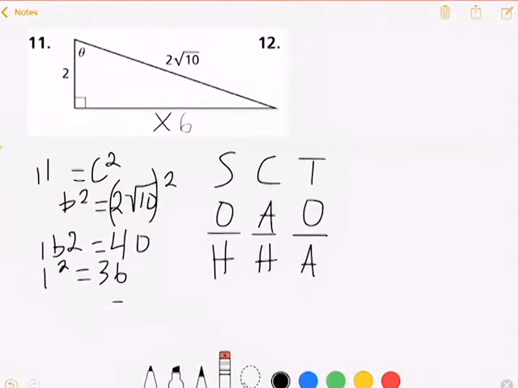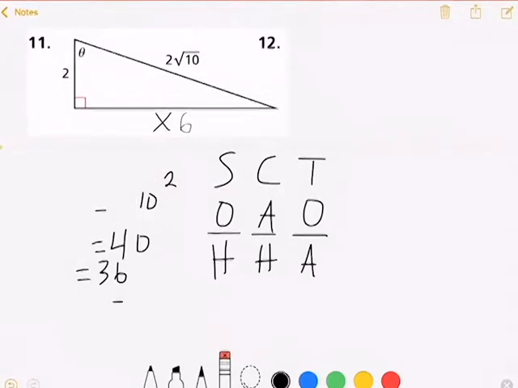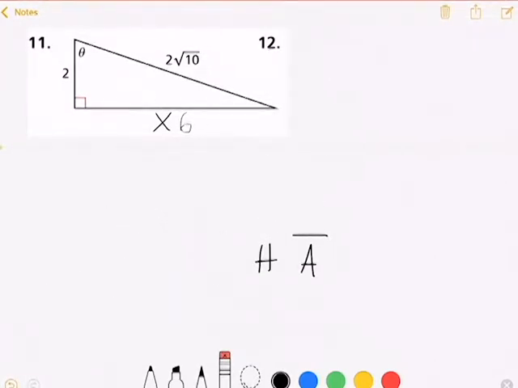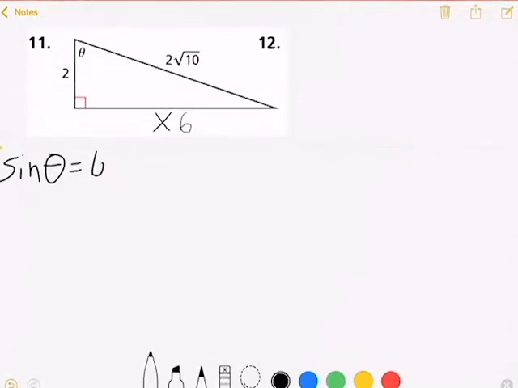So I'm going to go ahead and erase all of this again. Now that we know the side, first up we're going to do sine. Sine is opposite over hypotenuse. So sine is going to be 6 over 2 square root of 10, which when plugging that into your calculator comes out to be 9.5.